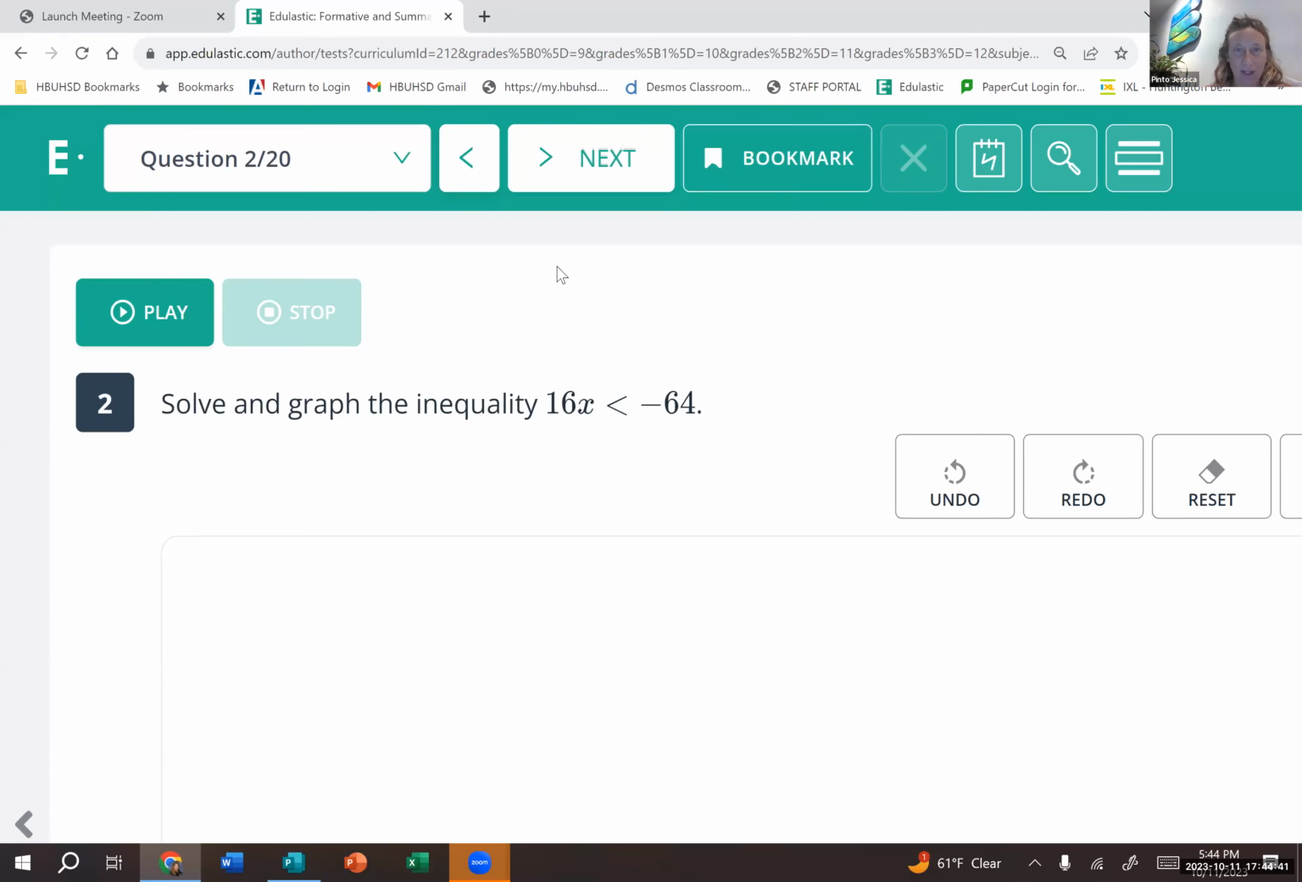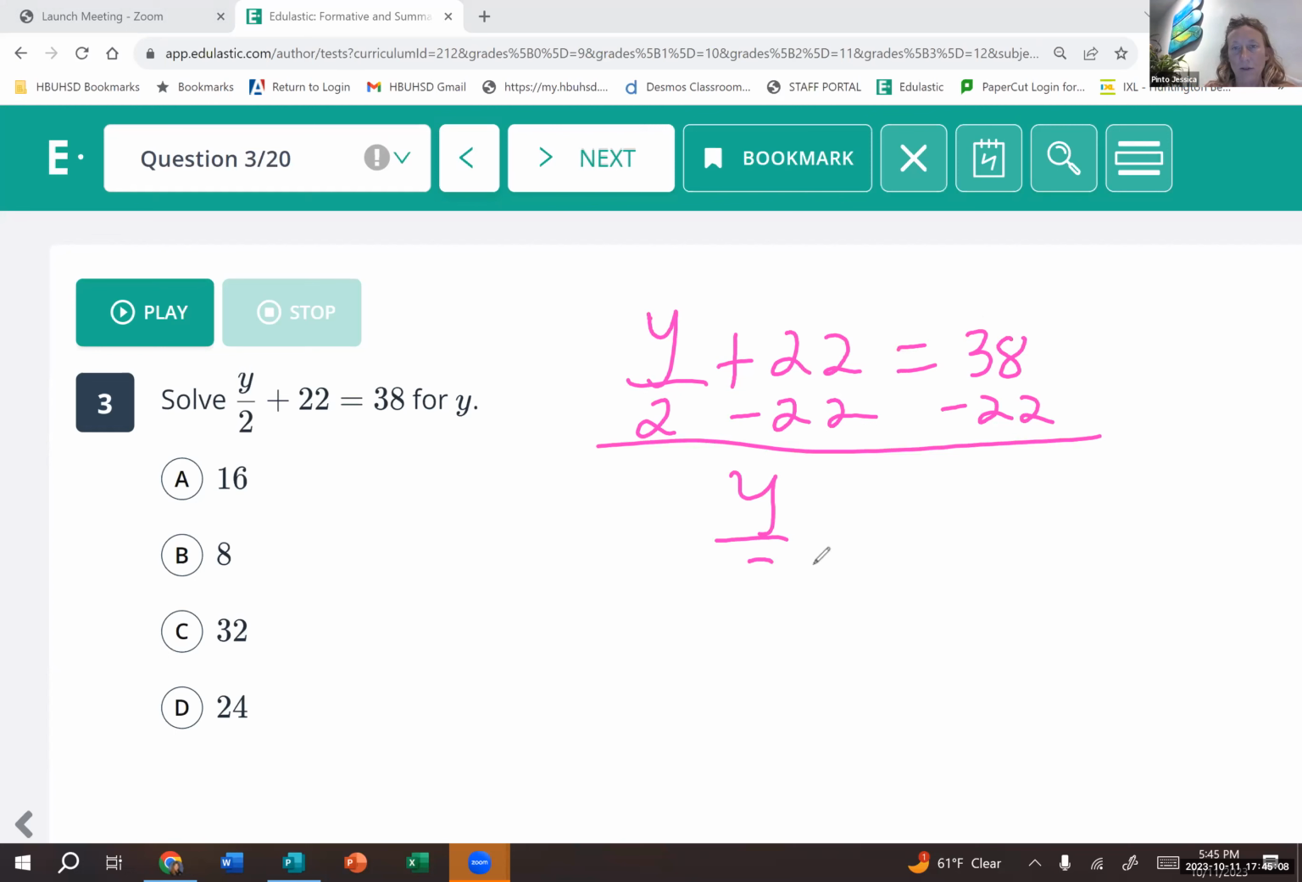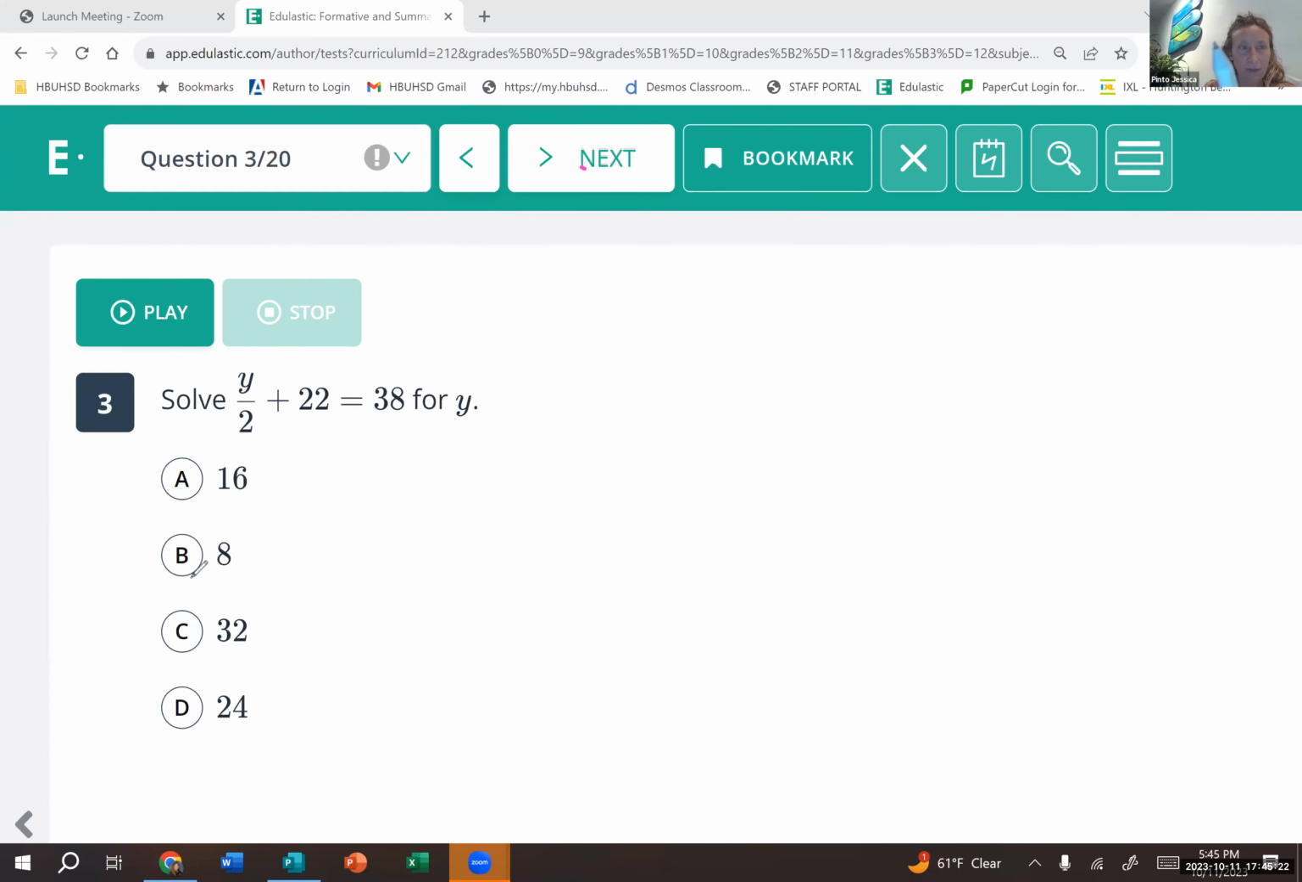Let's try number 3. Okay, so 3 is a basic two-step equation. It says y divided by 2 plus 22. So we're always going to get rid of the constants first, since it's not doing anything with the variable. So I'm going to write this as y divided by 2 plus 22 equals 38. Subtract 22. Y divided by 2 is equal to 16. Times by 2 to get rid of divide by 2, and that's going to be 32. All right, let's look at the next one.